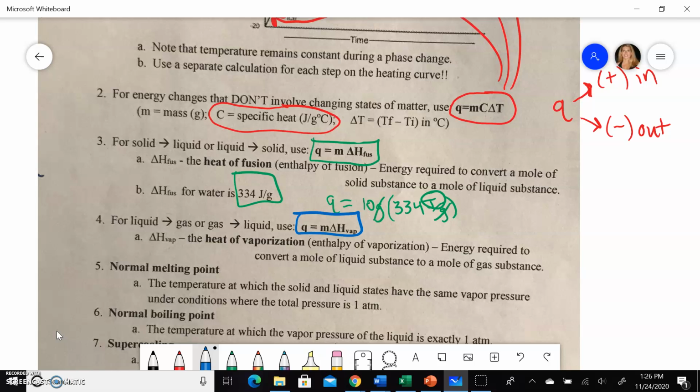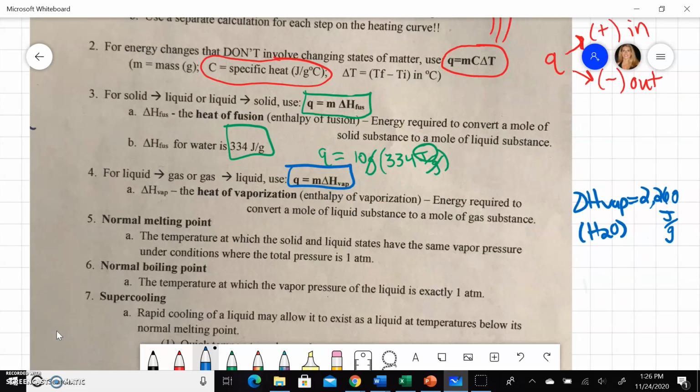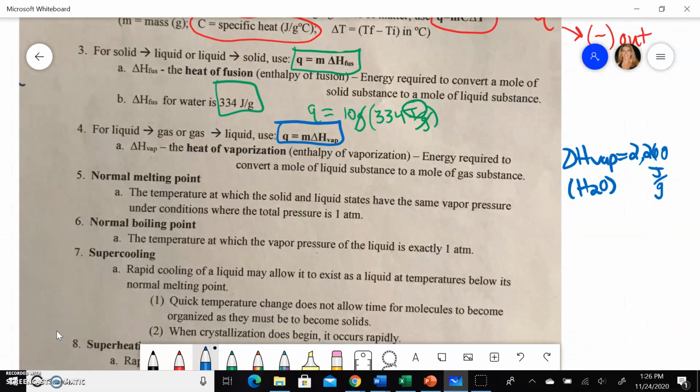So I don't actually see it on here, but the delta H vaporization for water is 2,260 joules per gram. And so again, you can calculate the amount of energy needed to boil or evaporate or vaporize, any of those words work, a certain number of grams of water. And again, this one you won't get a negative either. You have to decide whether to put a negative on it.